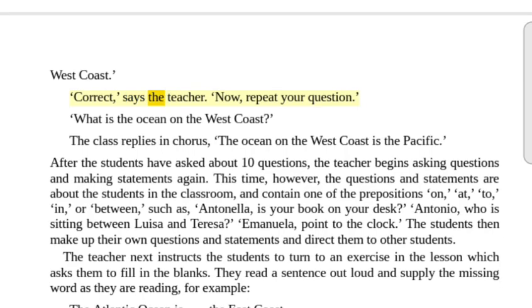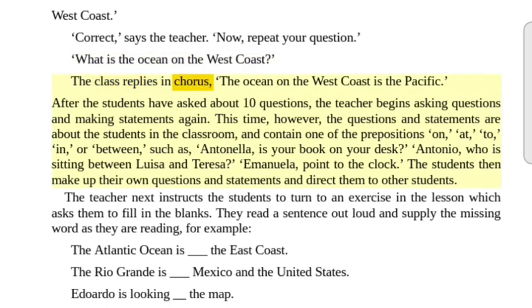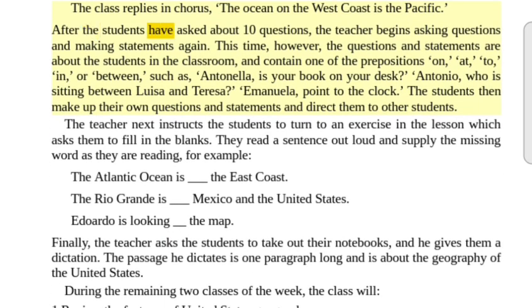"Correct," says the teacher. "Now, repeat your question. What is the ocean on the West Coast?" The class replies in chorus, "The ocean on the West Coast is the Pacific." After the students have asked about 10 questions, the teacher begins asking questions and making statements again.